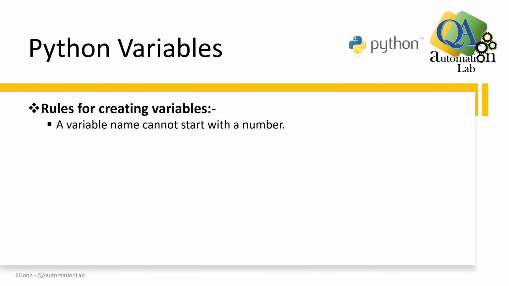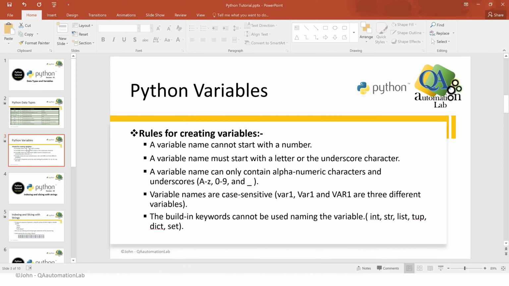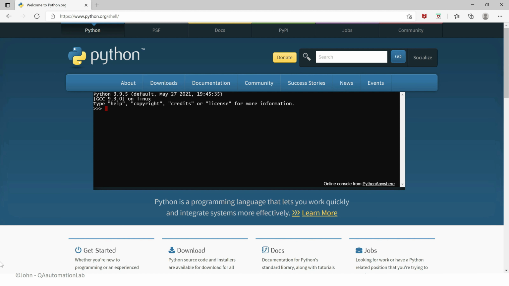Three things we have to keep in mind while creating a variable. The first one is a variable name cannot start with a number. Let me show you in the console. So I'm typing number first, then variable is equal to 10. It will throw the error because it has a number in the beginning.